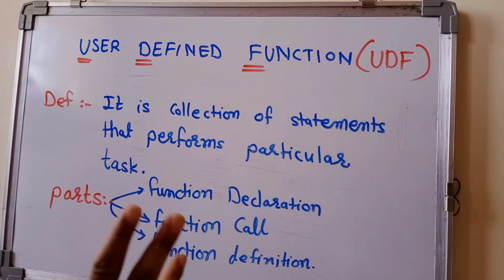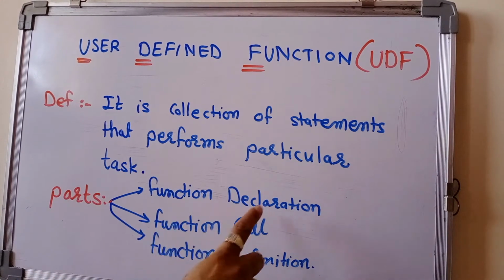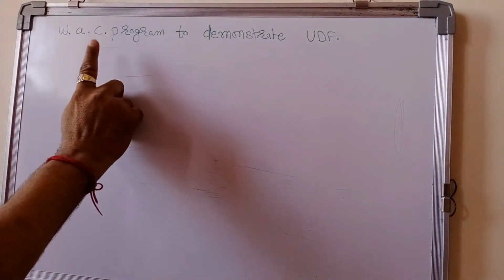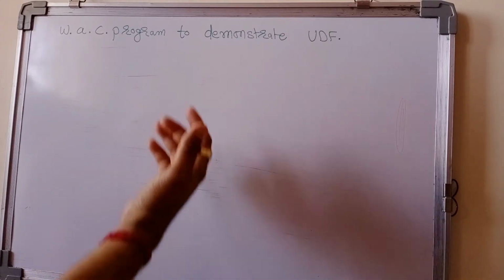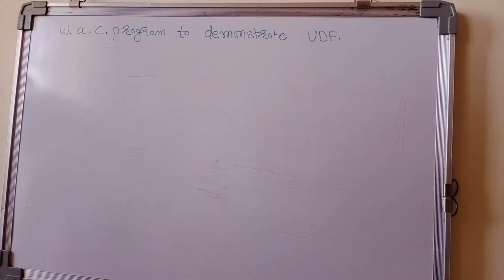It has mainly three parts. One is called the function declaration, another is the function call, and the third one is function definition. Let's try to understand all these topics with the examples. Write a C program to demonstrate user-defined function. Let's build a simple program that actually demonstrates how user-defined function is working.